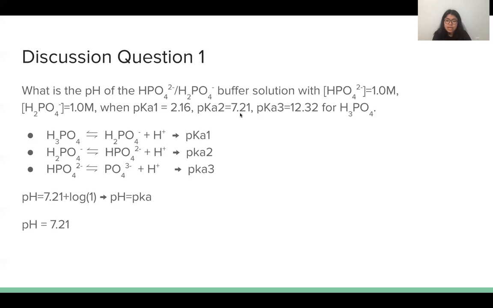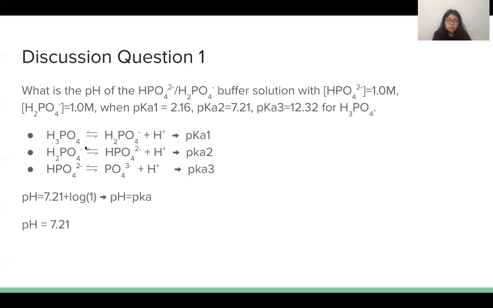pH equals pKa plus log of base over acid. Now, what's behaving as our base and what's behaving as our acid? If you remember what I said earlier, the acid is going to have more protons, right? Because it has a proton to donate. So between these two, H2PO4- is our acid and HPO4 2- is our base.